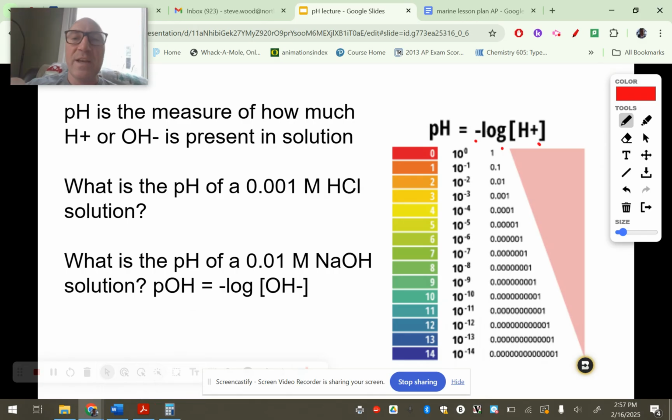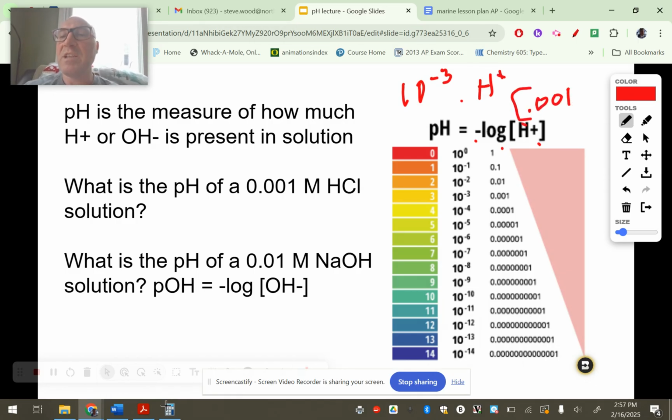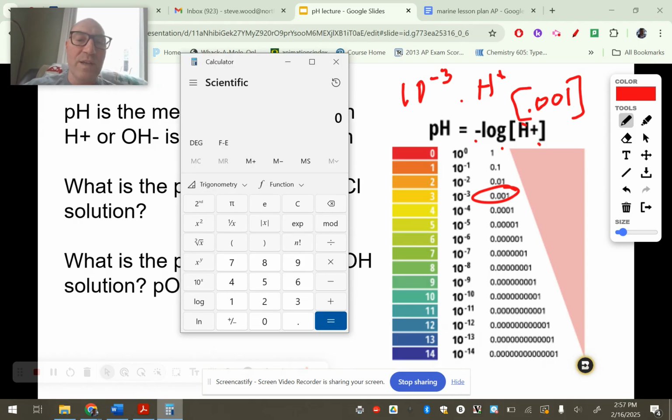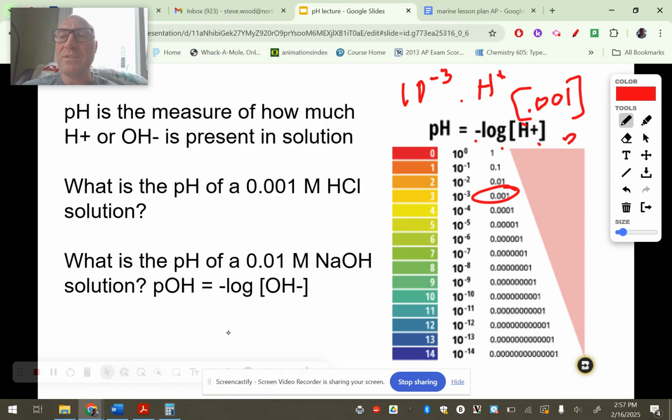If I have something that has a 10 to the negative 3rd H plus concentration, so that means it's like 0.001 in H plus, or H3O plus. So we measure it, we find out it's right here. To figure out the pH, you would do the negative log of 0.001, and then get rid of the negative symbol. On my calculator, I'd have to do it opposite, but it ends up being a pH of 3.